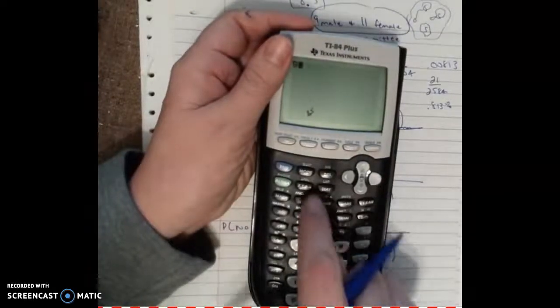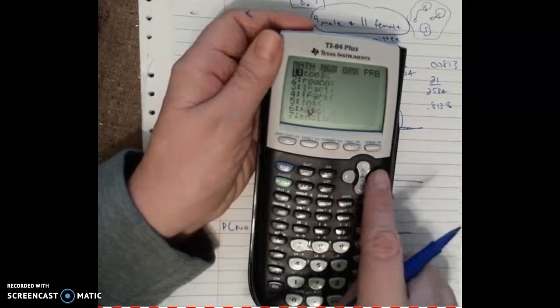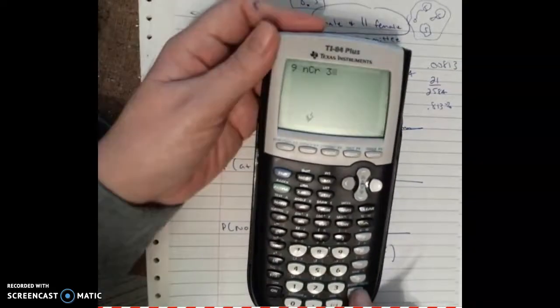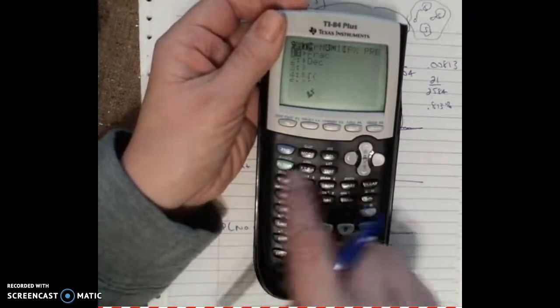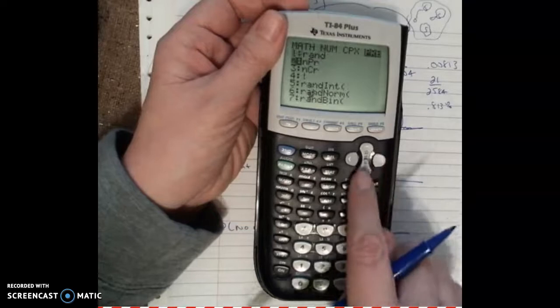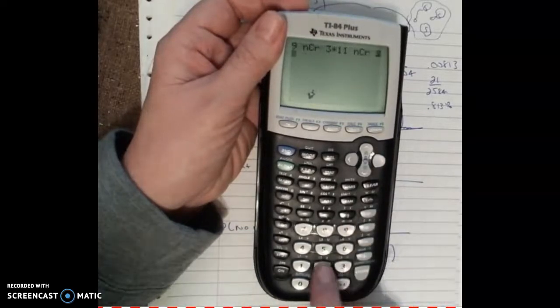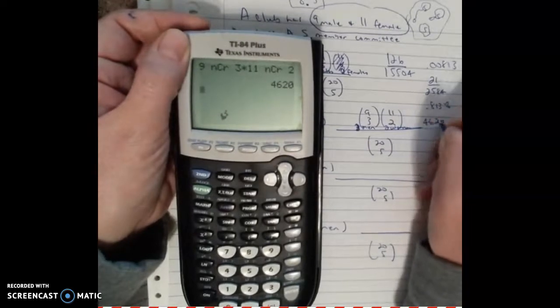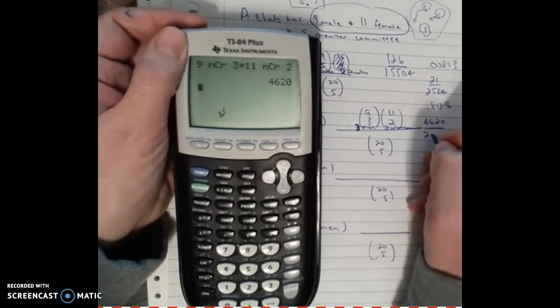Okay. So again, on my calculator, I'm going to go 9 math probability, and we're going to choose, was it 3? Yeah, 3 men. And you can just do this together, times 11 math, probability, combination, and I'm choosing what, 2? And I get 4620. And my denominator is the same as last time.